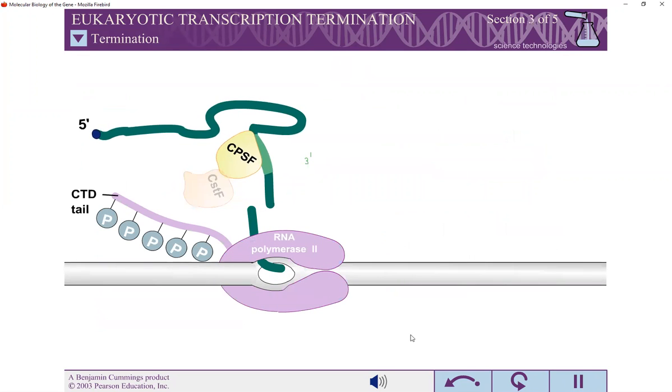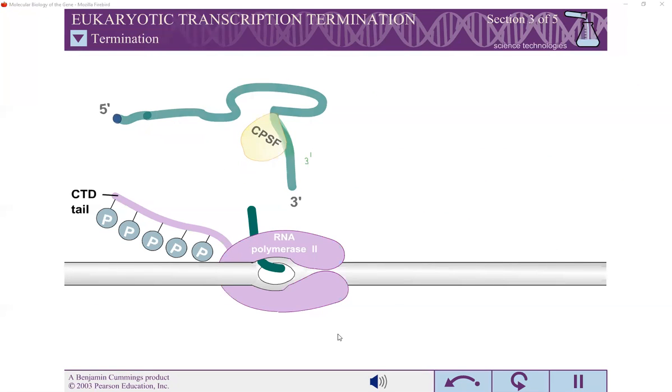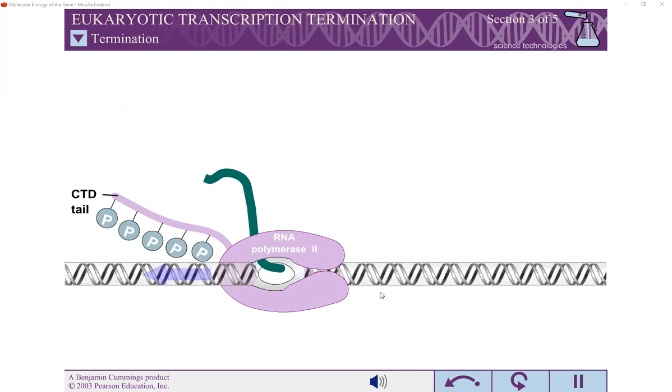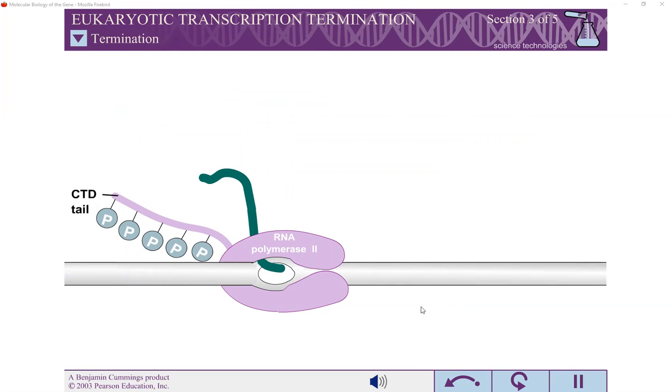RNA polymerase does not dissociate immediately when the RNA is cleaved and polyadenylated. Instead, it continues to move along the template, generating a second RNA molecule that can grow as long as several hundred nucleotides before terminating. However, it is clear that the process of polyadenylation is required for termination.